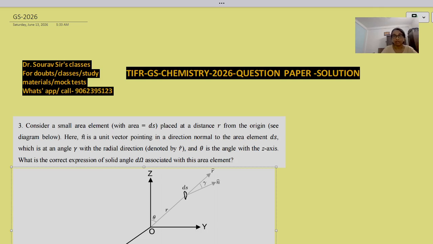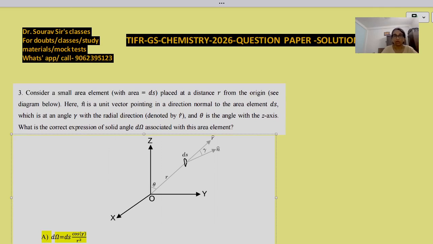You will get a proper solution of the questions on the basis of concept clarity as well as your thinking ability and analytical skill. And we start the solution of question number three.